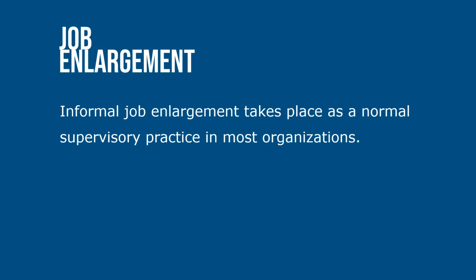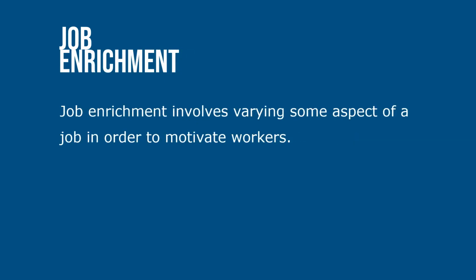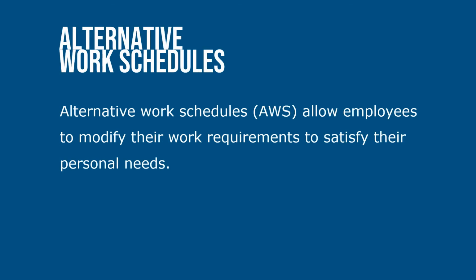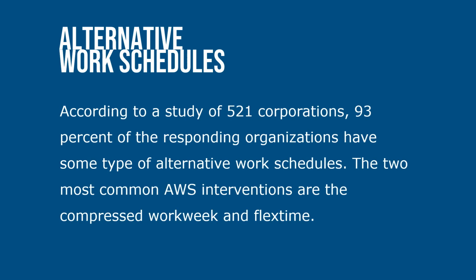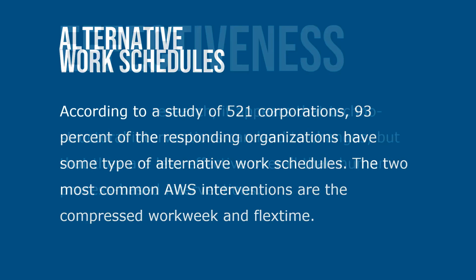Informal job enlargement takes place as a normal supervisory practice in most organizations. Job enrichment involves varying some aspect of a job in order to motivate workers. Alternative work schedules allow employees to modify their work requirements to satisfy personal needs. According to a study of 521 corporations, 93% of responding organizations have some type of alternative work schedules. The two most common AWS interventions are the compressed work week and flex time.